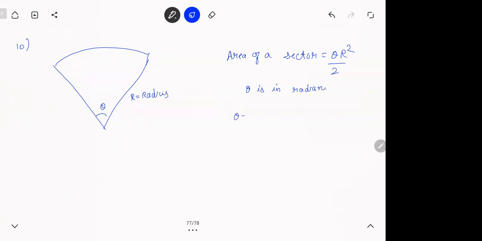Now see, if I take theta equal to 2 pi, what do you get? Full circle, no? So what is the area of a circle then? 2 pi r square by 2, which is pi r square. Think like this: when theta is 2 pi, you get a full rotation of 360 degrees, and the area is pi r square. For theta angle, how much is it? You could have used the unitary method also. This is the first thing you should know. Area is theta r square by 2.